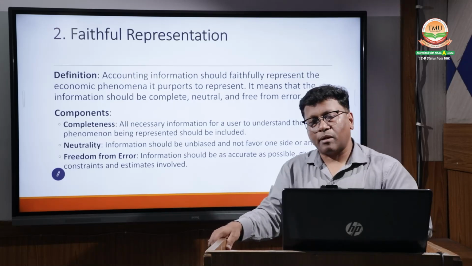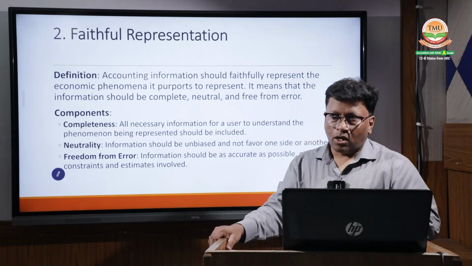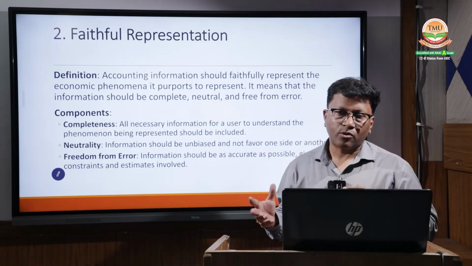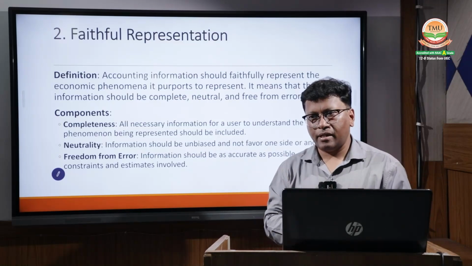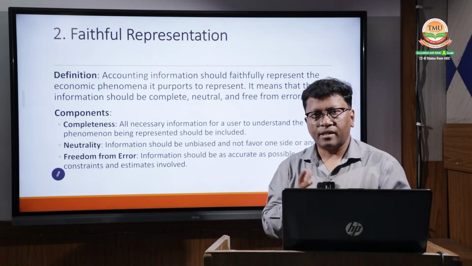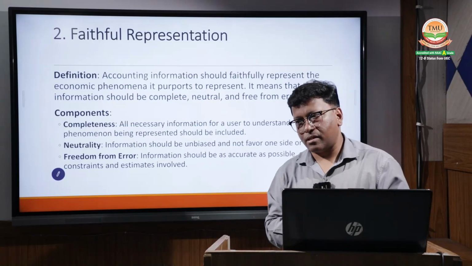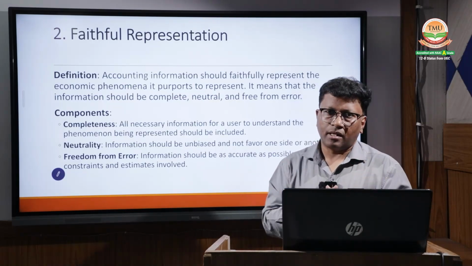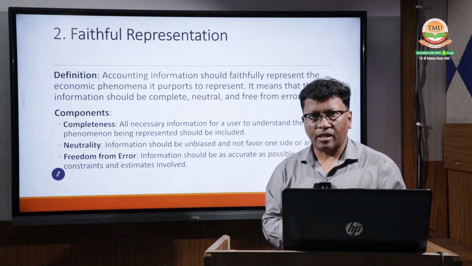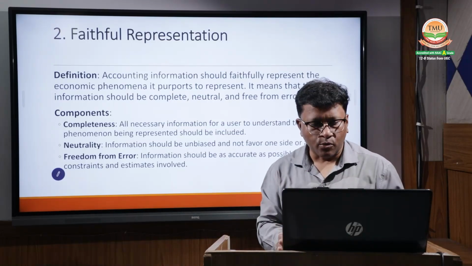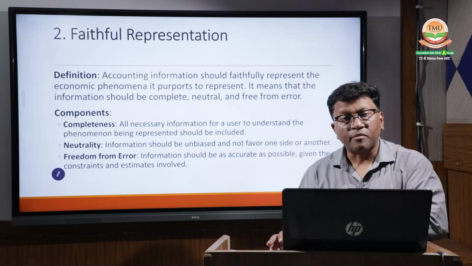Suppose, for example, the finance manager wants to manipulate the accounts in order to show a very good picture of the business, and he is manipulating the accounting records, or making particular amounts in the balance sheet different, as that information is not true. So information should be unbiased, right?